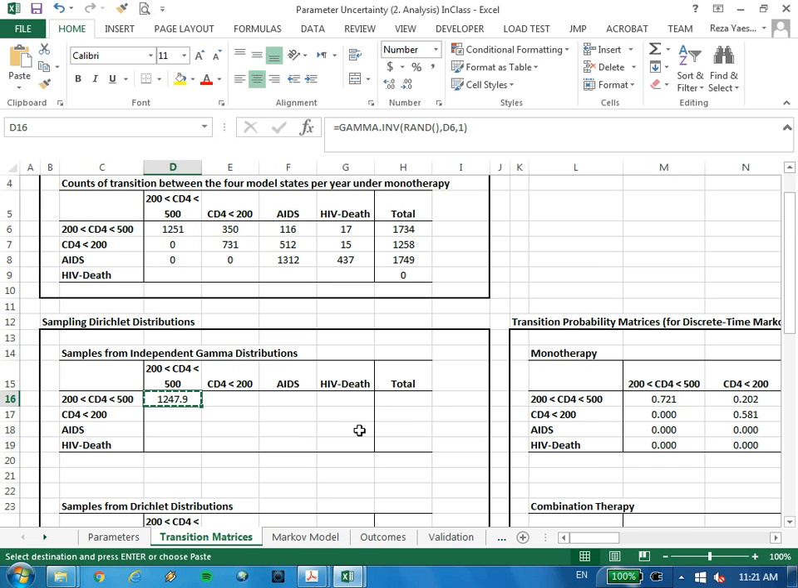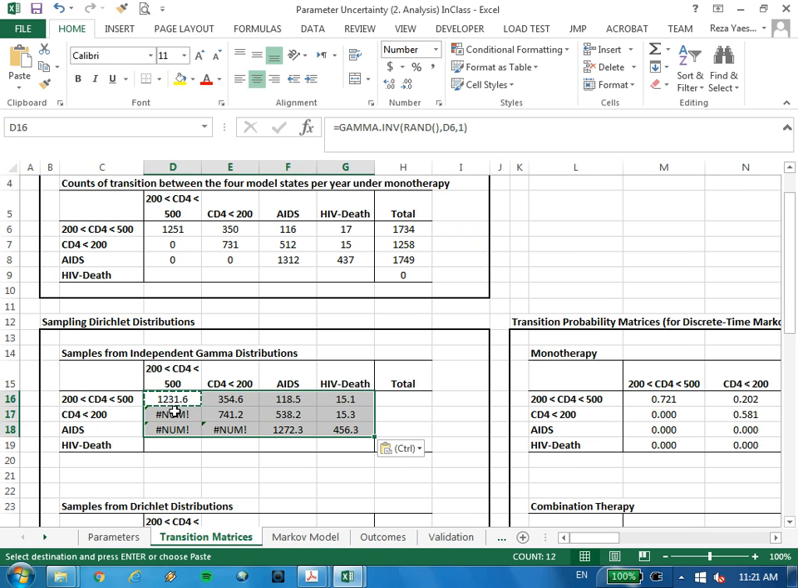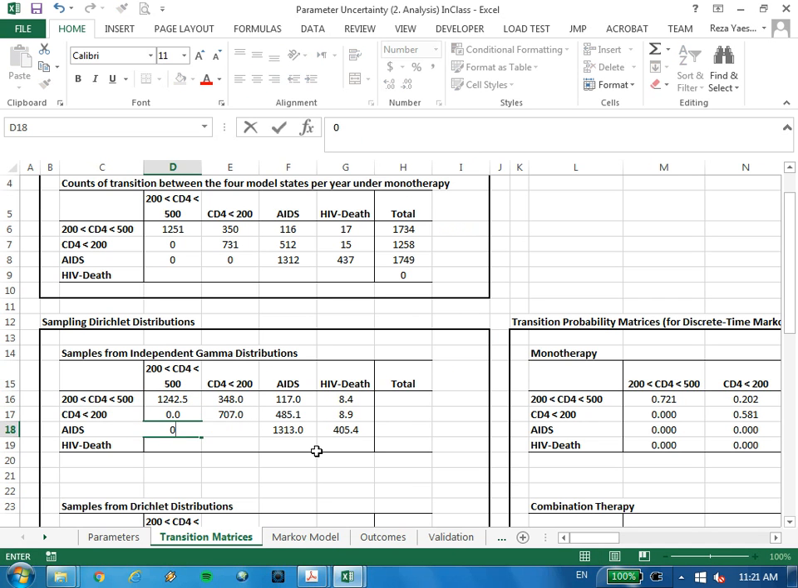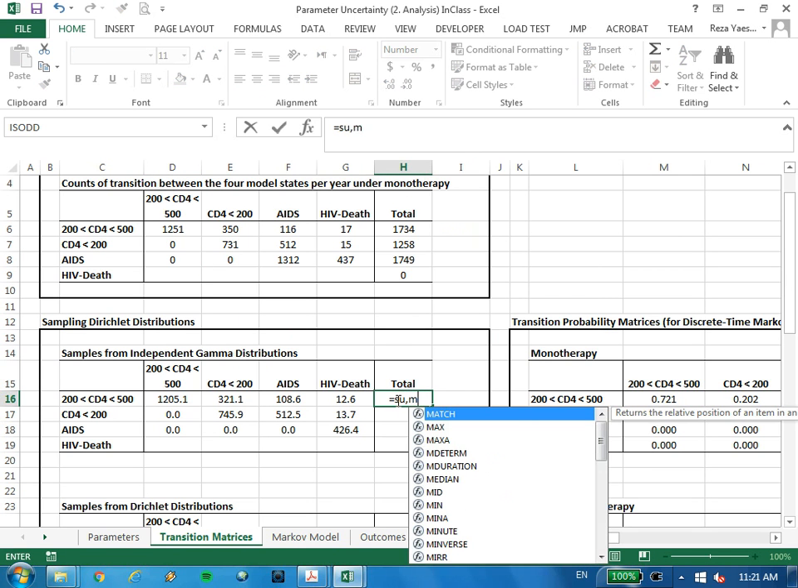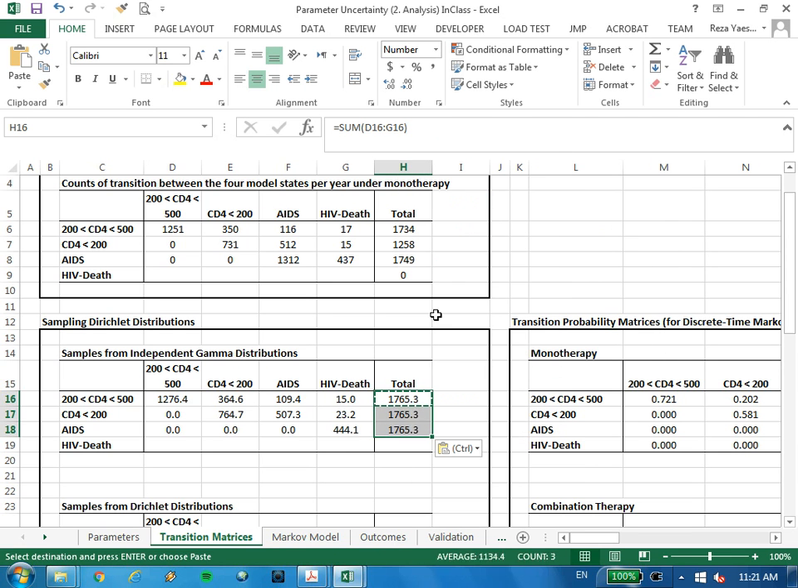Now let's copy this formula down. For the cases where we get not a number, replace them with 0. Now we calculate the sum of these samples. What happened?